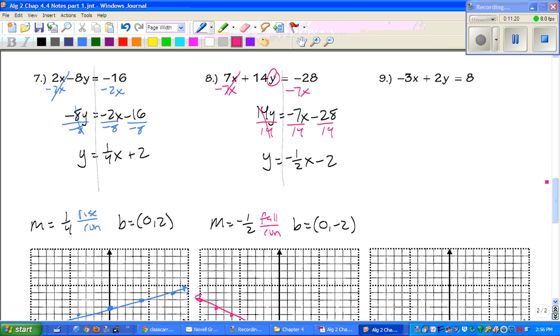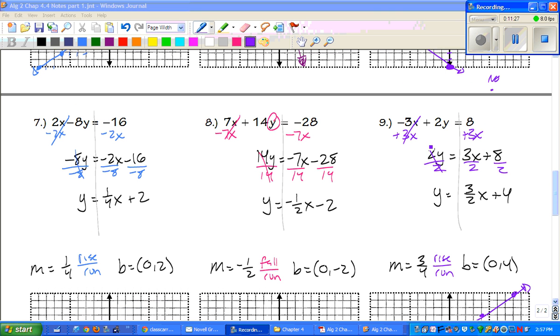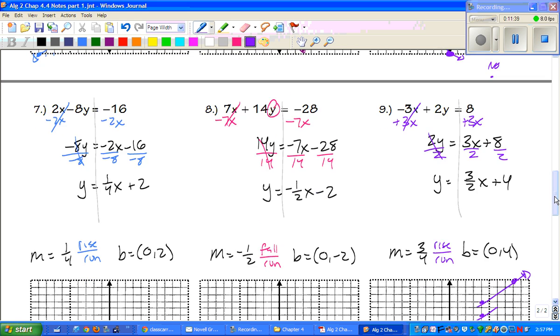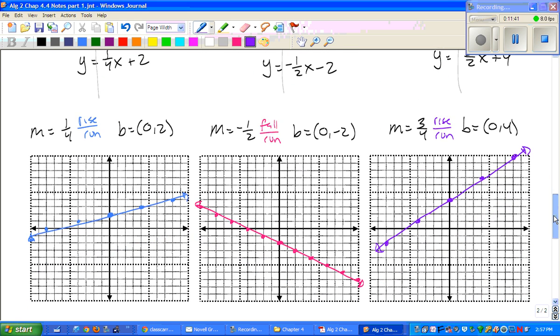Number 9, you guys are all on your own. Please pause the video and try it out. Okay. So we added the 3x to both sides, divided everything by 2. Remember, we want that as a fraction. Our slope is 3 over 4, which is rise over run, so it's going to be positive. And we start at 0, 4. And that's what you should have got.